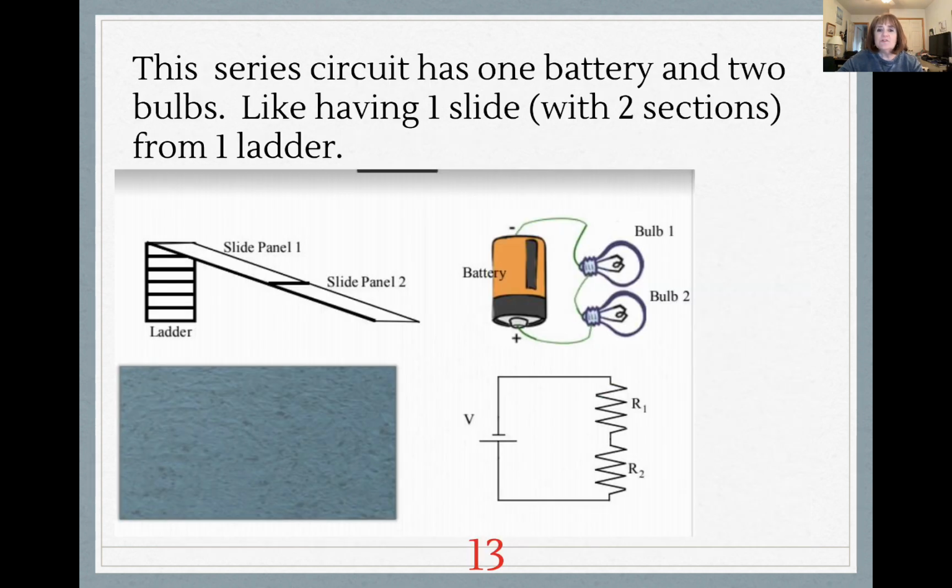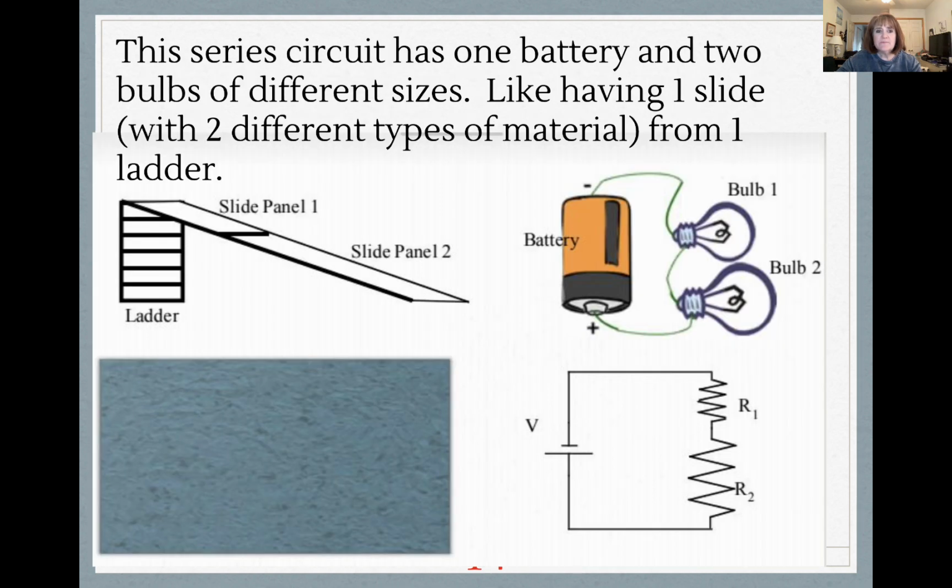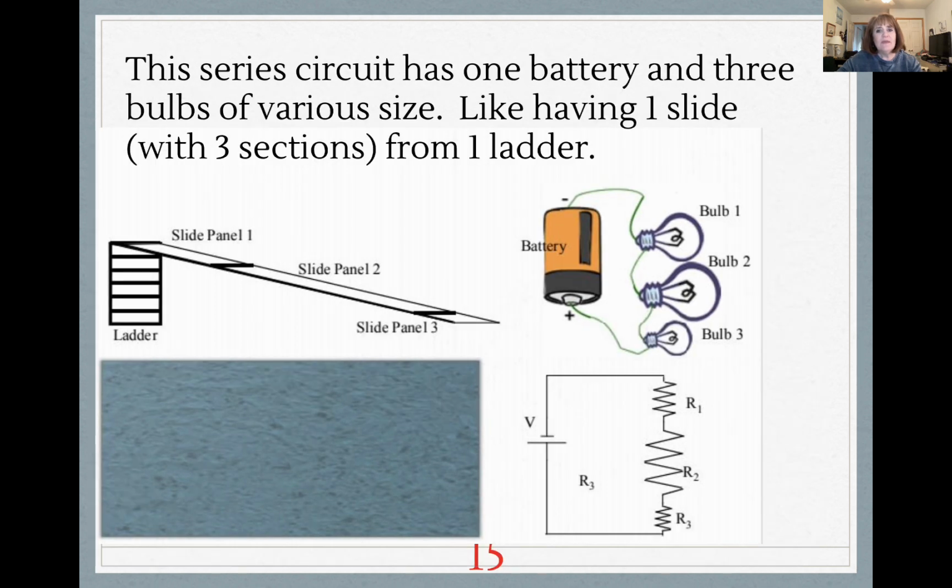So if you were to put two bulbs into a series circuit, the ladder would have two sections. You still have one power source, two resistors. You could have two resistors that are not the same size, but again, one ladder, two sections of the slide. And you could even put 3 or 4 or more resistors or light bulbs into the circuit, and they're not all going to react the same way because some resistors have more resistance than others.